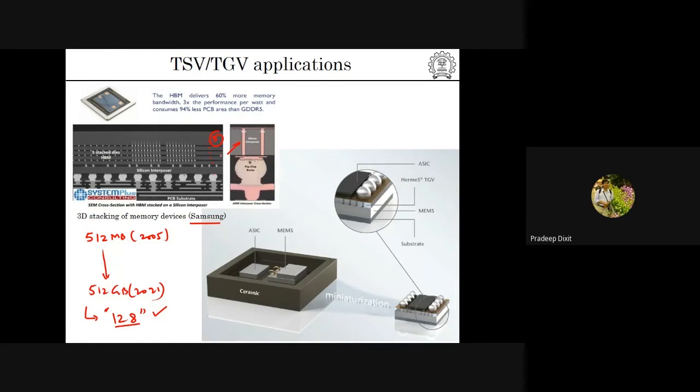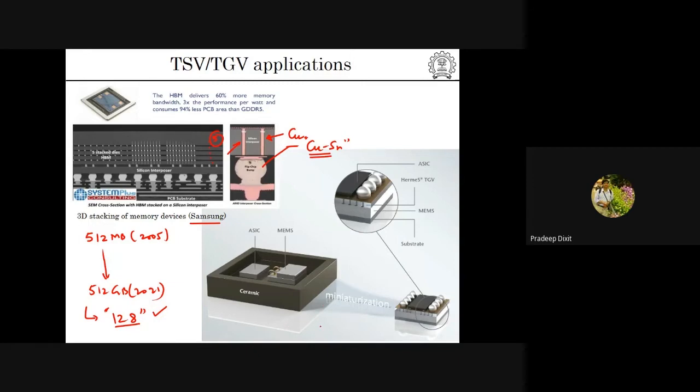Here is a zoomed picture of this. You can see the pink color indicates the copper. The copper filled TSVs are responsible for interconnections. Between these stacks we have some kind of solder bumps. Traditionally we are using copper tin based solder joints. These copper tin solder joints are for bonding, and copper is responsible for the interconnection application. Here the substrate is silicon.